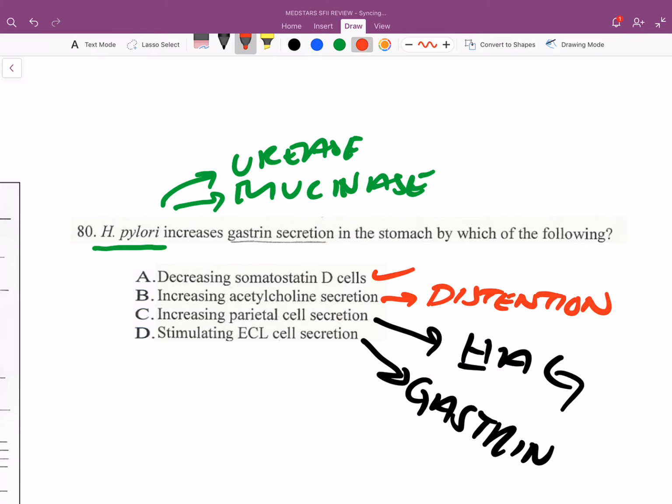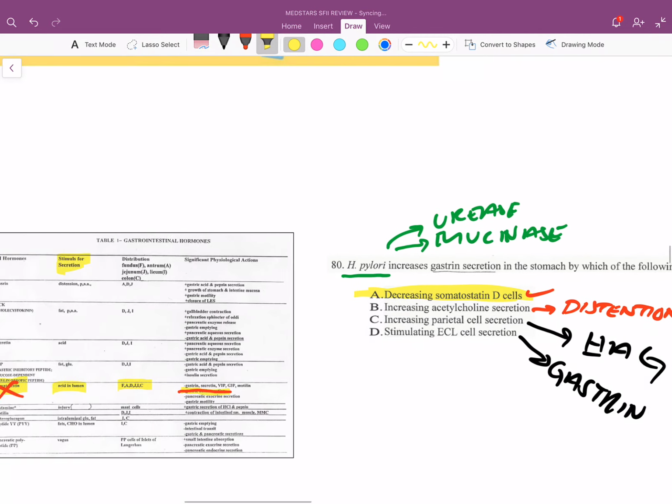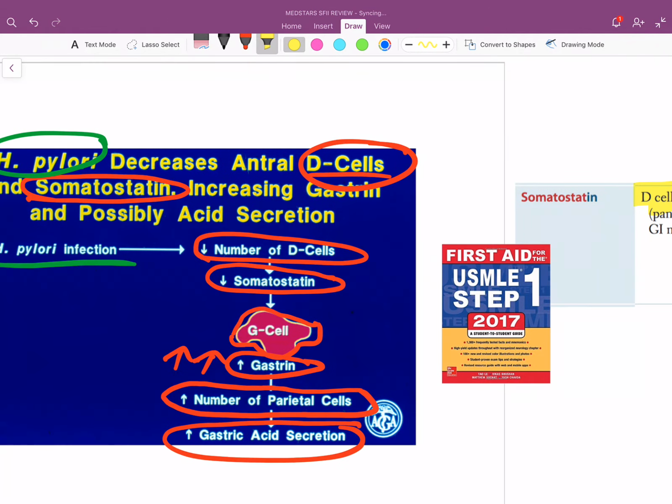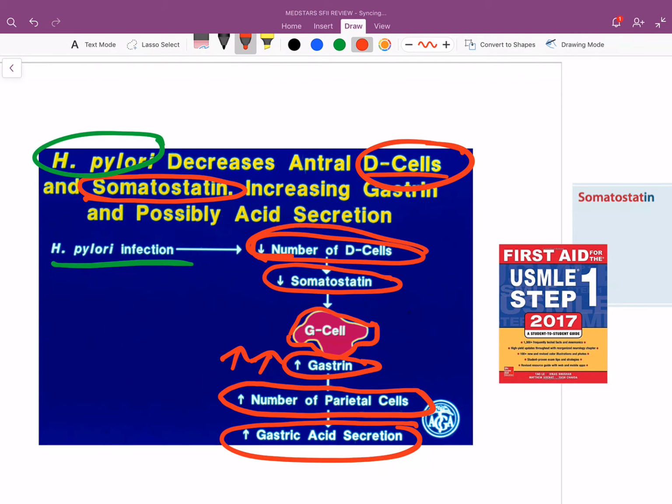The best answer here is going to be A, so decrease somatostatin D cells. When you decrease the somatostatin D cells, that is when you get increased gastric acid secretion.